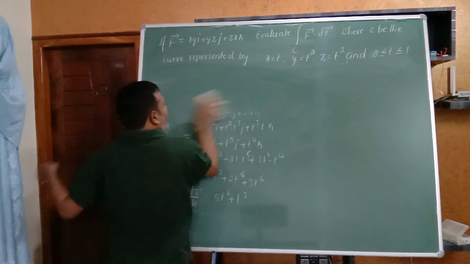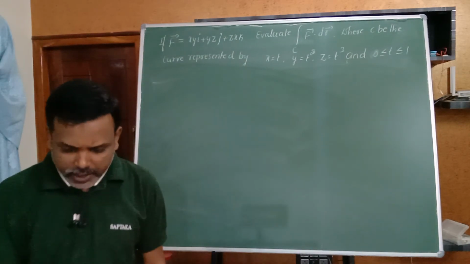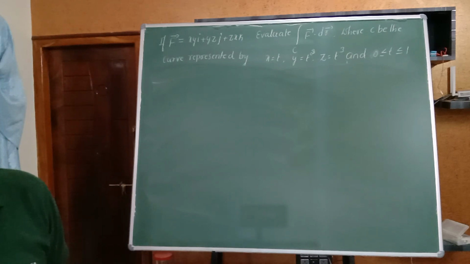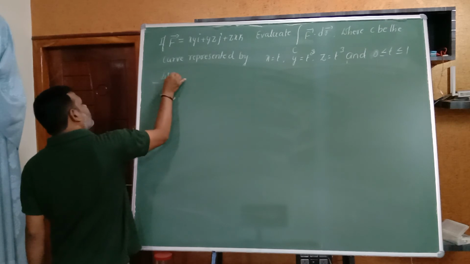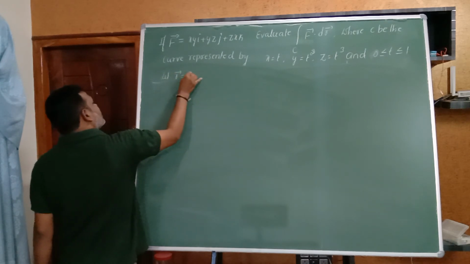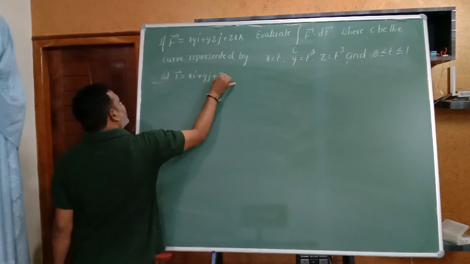Okay, what is the procedure here? First we have to write the vector equation, right? What is the vector equation here? Let r vector be equal to, what is r vector here? xi plus yj plus zk only.